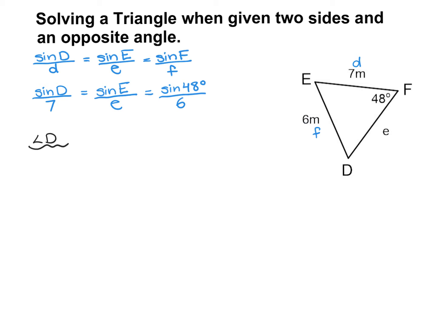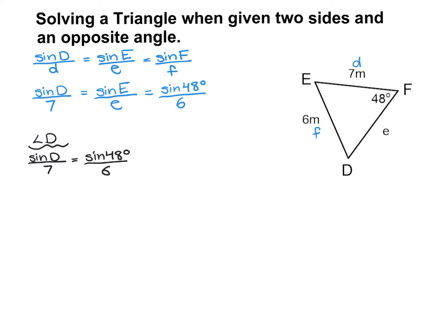Now that I have my equation, let's try to find an angle. So I'm going to start off with angle D. So that means in the equation, I'm going to have to use this, sine of D over 7. And I'm going to use this, sine of 48 degrees over 6, because both of the numbers are given to us. So let's write that. Sine of D over 7 is equal to sine of 48 degrees over 6.